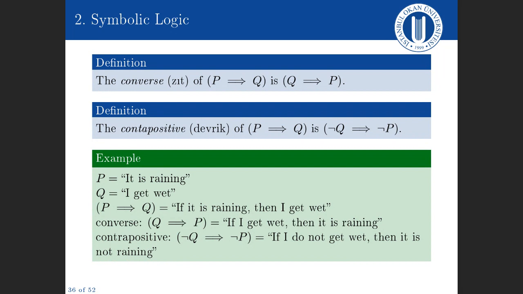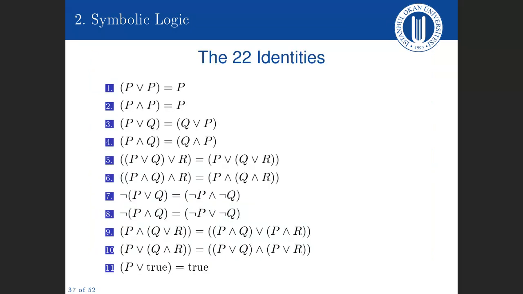Converse and contrapositive are not the same thing. One of these is mathematically interesting, one of them is not. There are 22 identities for symbolic logic, which I want to run through now. First few are obvious, I think.